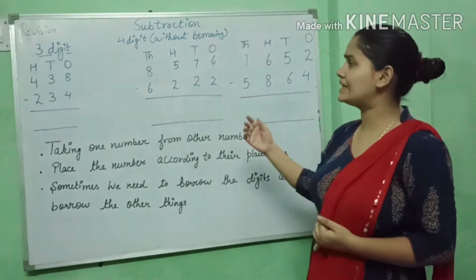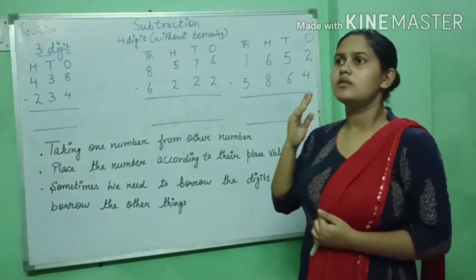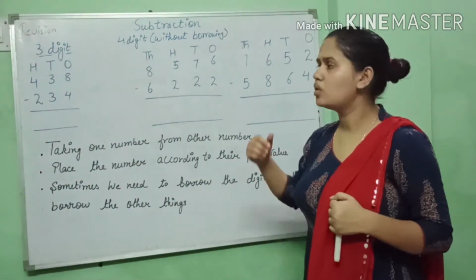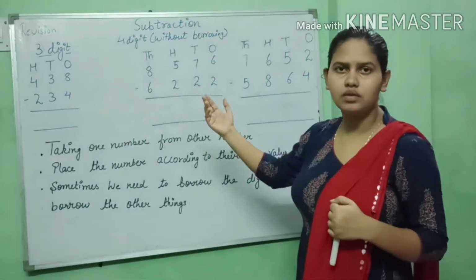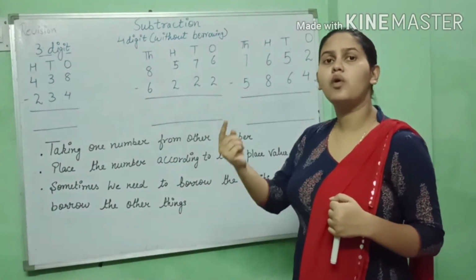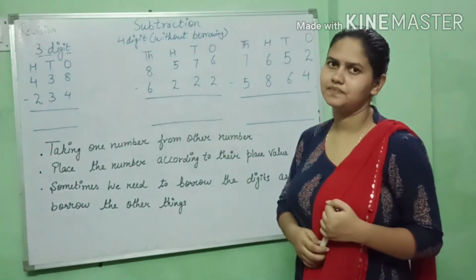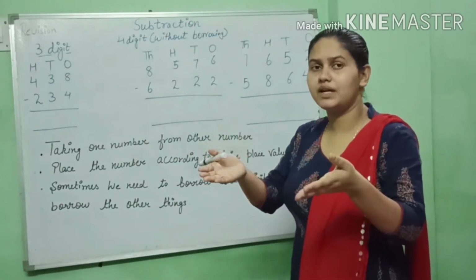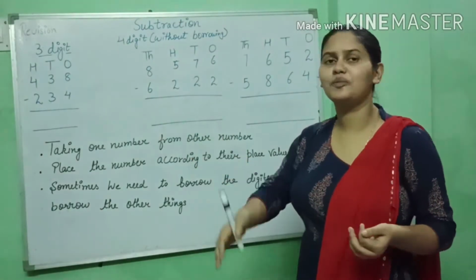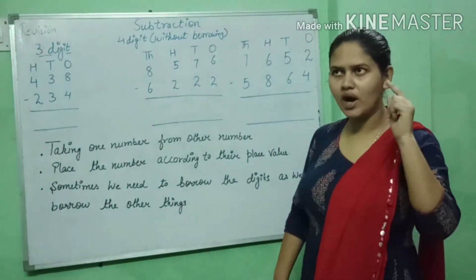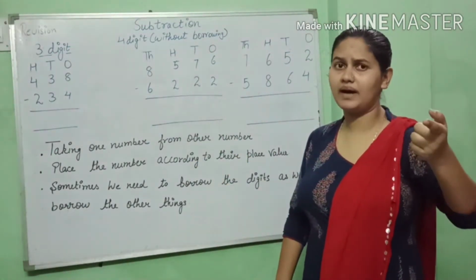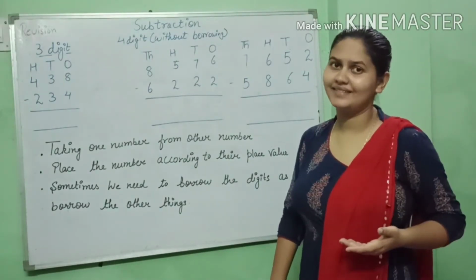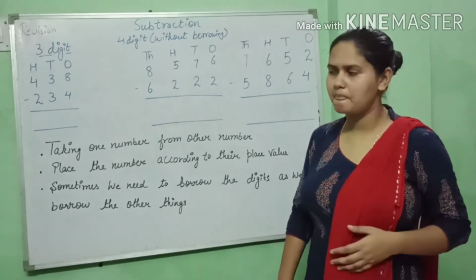So in subtraction, when we don't have enough value in our digit, what we do is take one carry, which means we borrow one from the other number. In addition, we give, but in subtraction we take from the other number. So be clear in your mind that addition means to give and subtraction means to take away, to minus something. So let's start.